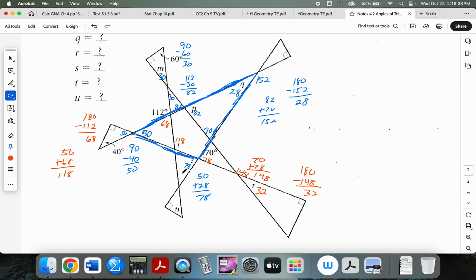And let's see. T is an exterior angle to this triangle. So if I do 118 minus 78, that's 40 for the other remote interior angle, which means this angle is 40 because vertical angles are always the same. And then angle U, I'll just take 90 minus 40 because the two acute angles in a right triangle have to add up to 90.